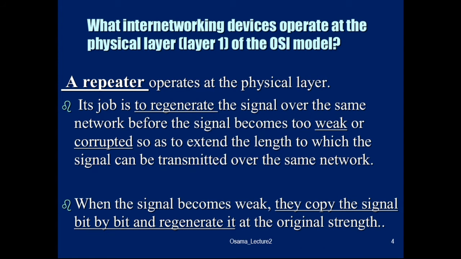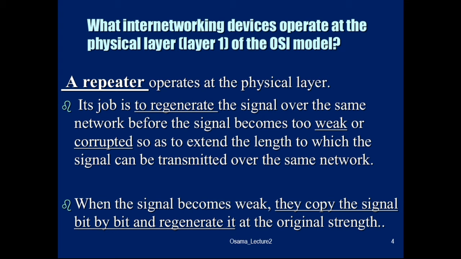So number one, the repeater operates at the physical layer. What is the job of this repeater? The job is to regenerate the signal over the same network before the signal becomes too weak or corrupt. Be focusing here, this question will be in the exam: at which layer does the repeater operate? The physical layer.